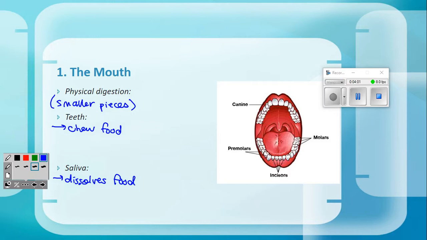Sometimes people think that this is a chemical process, but it's not. When something dissolves in water, that's a physical change. If I dissolve something in water, I could let the water evaporate and get that same thing back. And so saliva, which has water in it, helps to dissolve your food. Both of those things cause your food to be in smaller pieces, which is what physical digestion is.